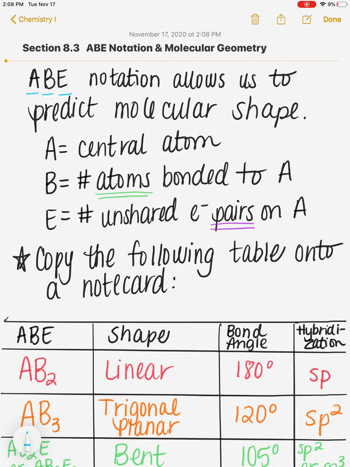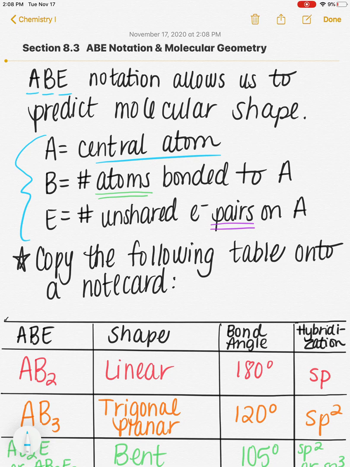Now you will notice that the letters A, B, and E are all capitalized, which usually indicates that something is an acronym and it stands for something else. In this case, we're going to learn that the A stands for the central atom of the molecule.